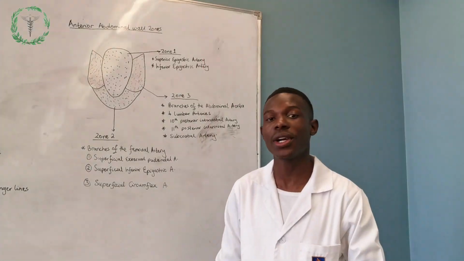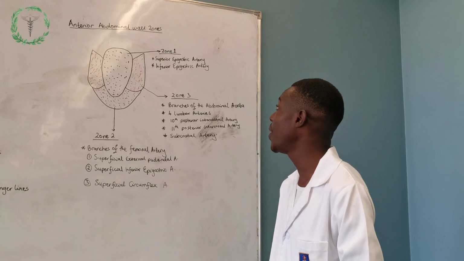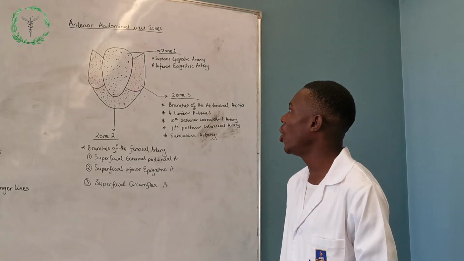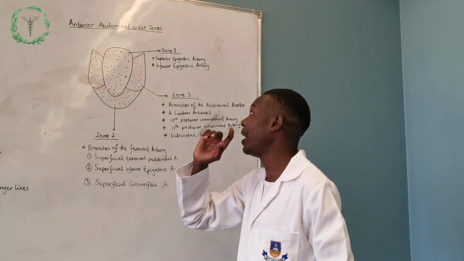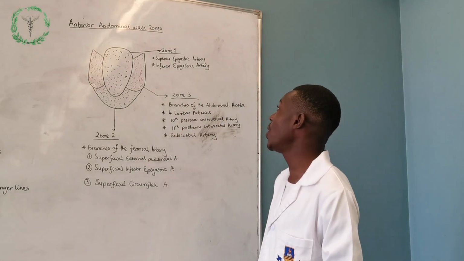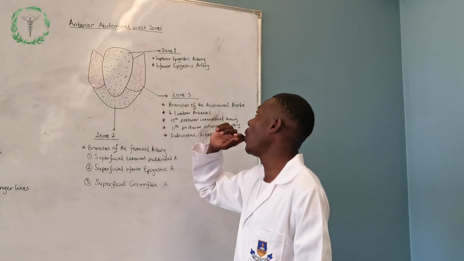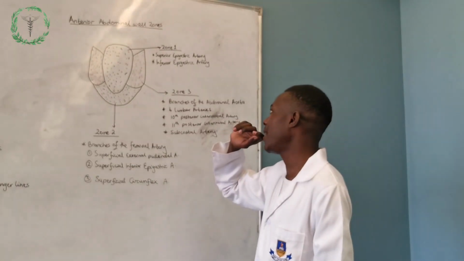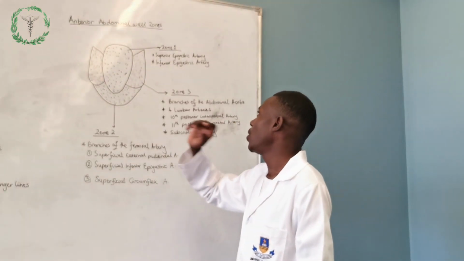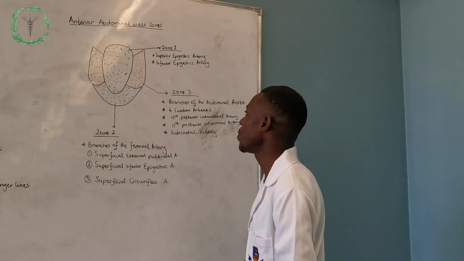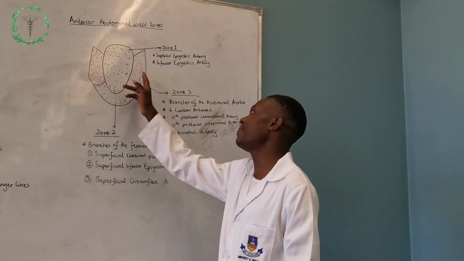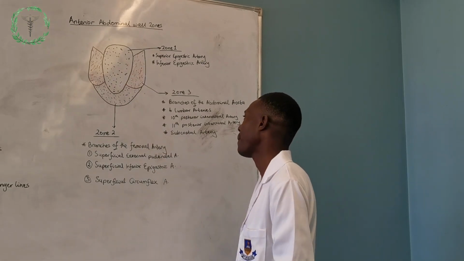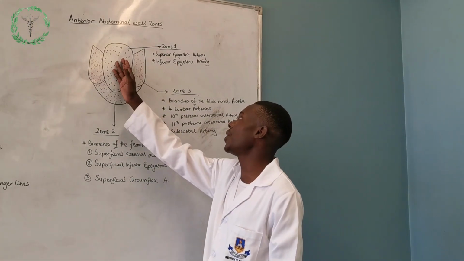So let us talk about the blood supply to the skin, right? We are going to divide the skin into 3 regions or zones. These are zones that are called Hagen's zones, right? So we have 3 of them. We have this one that we call zone number 1, and then we have this one that we call zone number 2, and then this last one that we call zone number 3. So we are going to start with zone number 1.